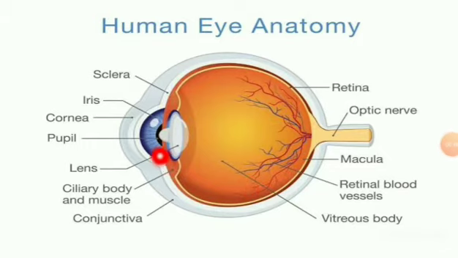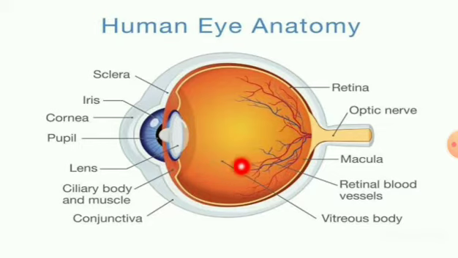Next, aqueous humor. So aqueous humor is a watery fluid that is present in the area between the lens and the cornea. So this is the area of aqueous humor. It looks like a watery fluid, right? It is responsible for the nourishment of both the lens and the cornea.